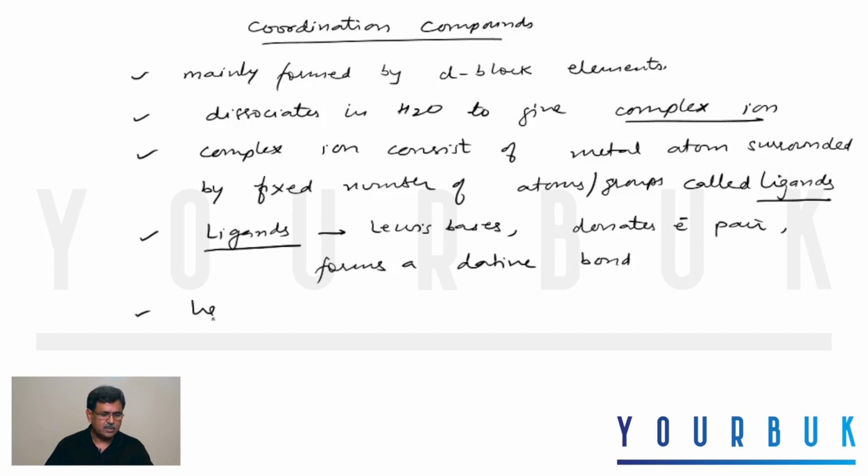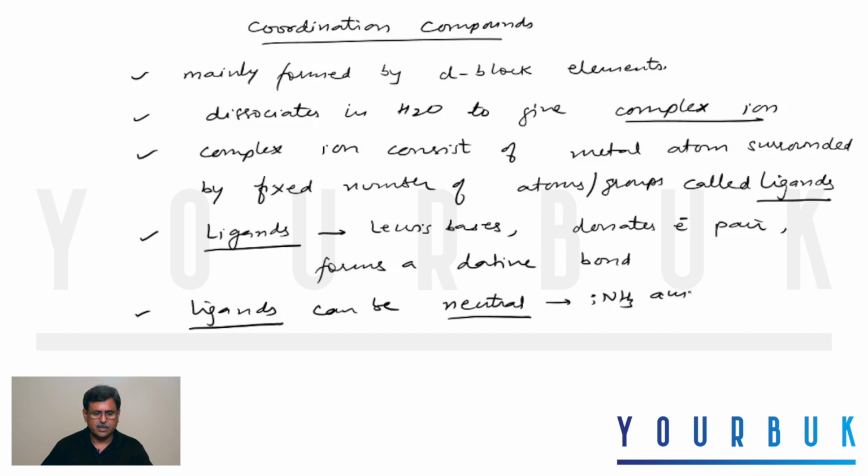Now ligands can be neutral, meaning they have a lone pair of electrons present but carry no charge. Examples are NH3, which is called ammine with the double M, aqua, which is water, and CO, called carbonyl. So these are three very important examples of neutral ligands.